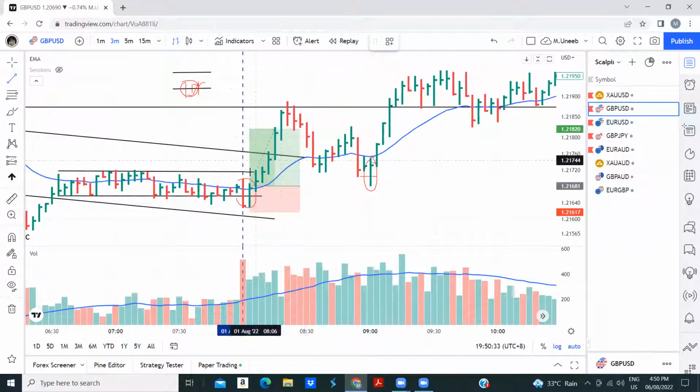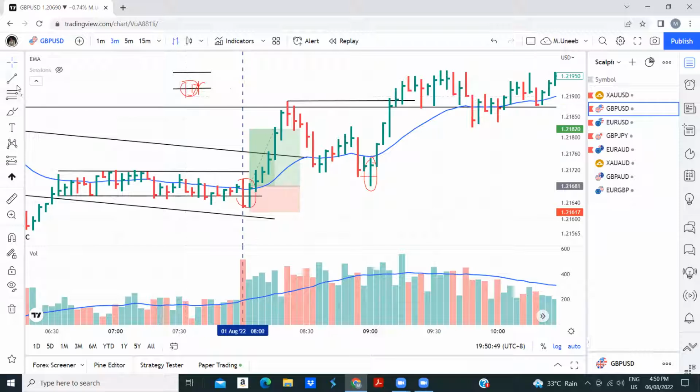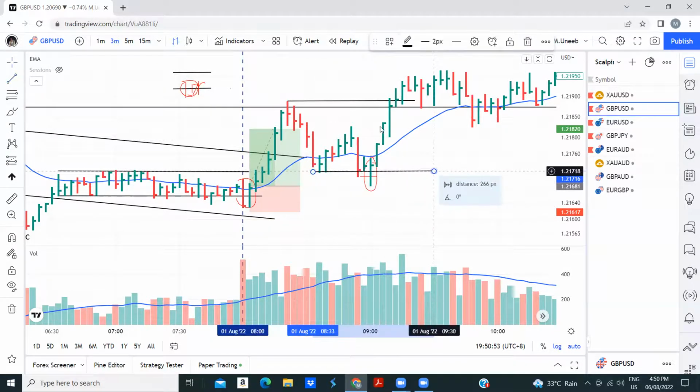So after JAC, this is JAC of this pattern, right? Jump across the creek. And I told you, after the jump across the creek, you can make another channel like this one. This is another channel after JAC. Can you draw like this, from high to low?